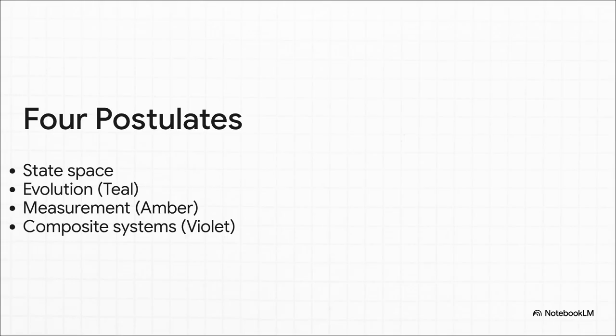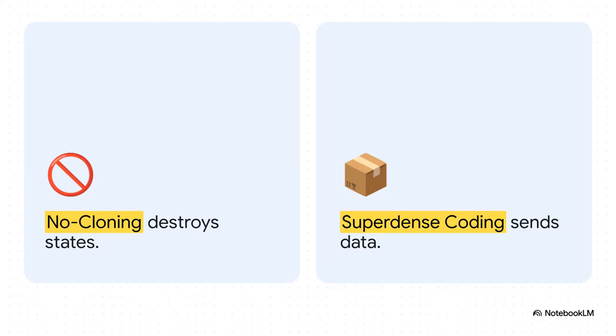And violet represents postulate 4, the tensor product of composite systems, which is the exact literal mathematical foundation that makes entanglement possible. These rules brilliantly illustrate 2 mirrored consequences in quantum mechanics. On one side, the no-cloning theorem ensures ultimate security for quantum key distribution, but the trade-off is that protocols like teleportation are forced to destroy their original state to work. Then, looking at its mirror image, super dense coding allows us to send incredibly dense classical data over a single quantum channel.